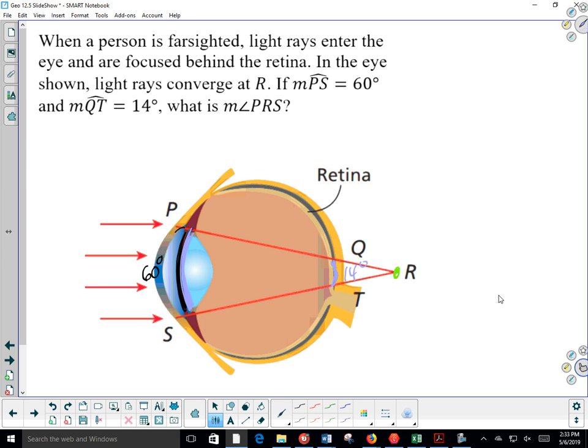I got 23. How did you get that? I did 60 minus 14, and then divided that. So 1/2 of 60 minus 14. Do people agree with that? Yeah. All right, and so that's going to be half of 46. And is that 23? Yeah. Are we okay with 23 degrees for this angle here? Yeah. All right.